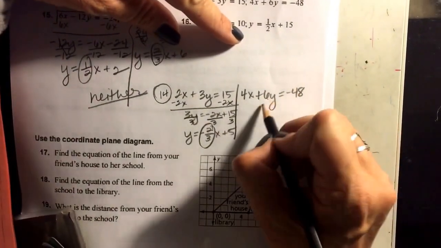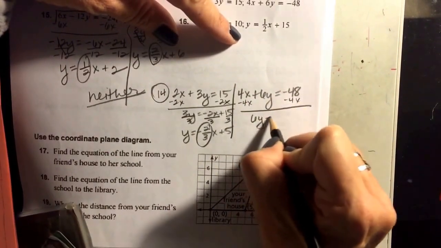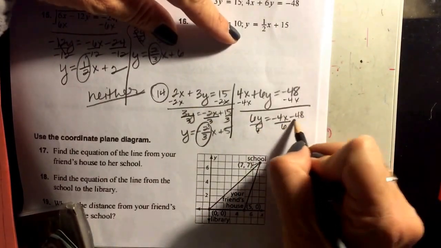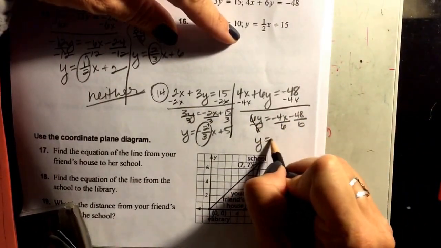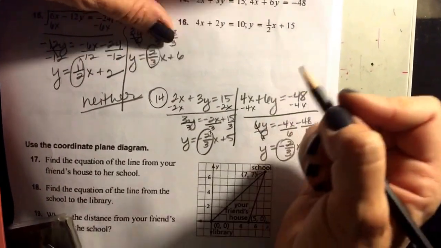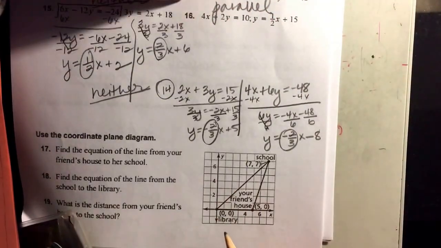Let me solve this equation for y. Take 4 x's away. 6y equals negative 4x minus 48. Divide everything by 6. Y equals negative 2/3 x minus 8. They have the same slope. In 14, these lines are parallel. Both of them have the slope of negative 2/3.